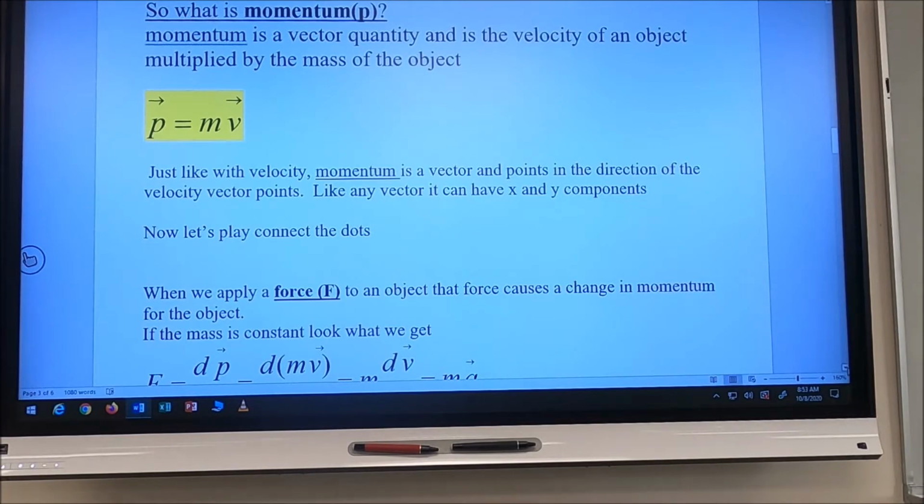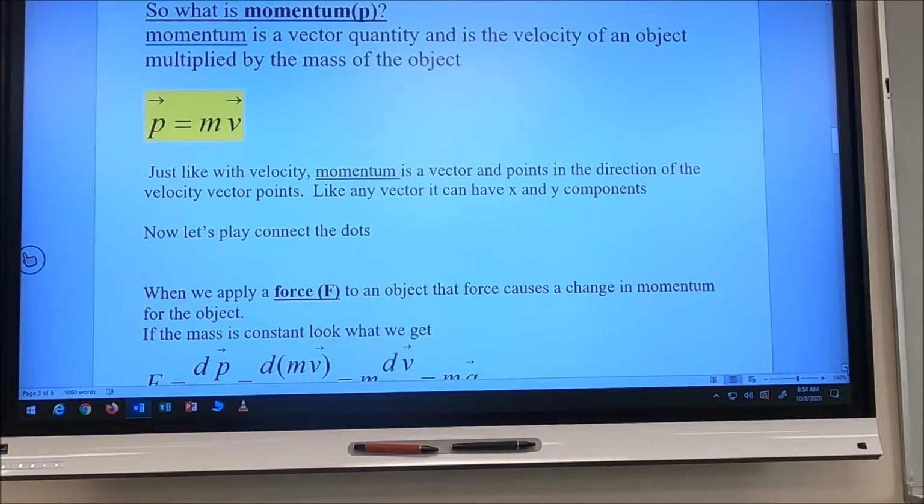So we're going to talk about momentum. The symbol for momentum is P. Momentum, like velocity, is a vector quantity. And it's the velocity of an object multiplied by its mass. So momentum, P, is equal to m times v. So remember that momentum is a vector quantity, which means it could have x and y components. And change in momentum, then, is going to be associated with the application of a force. Because we know to cause an acceleration, we have to apply a force, and when we have an acceleration, we have a change in velocity.